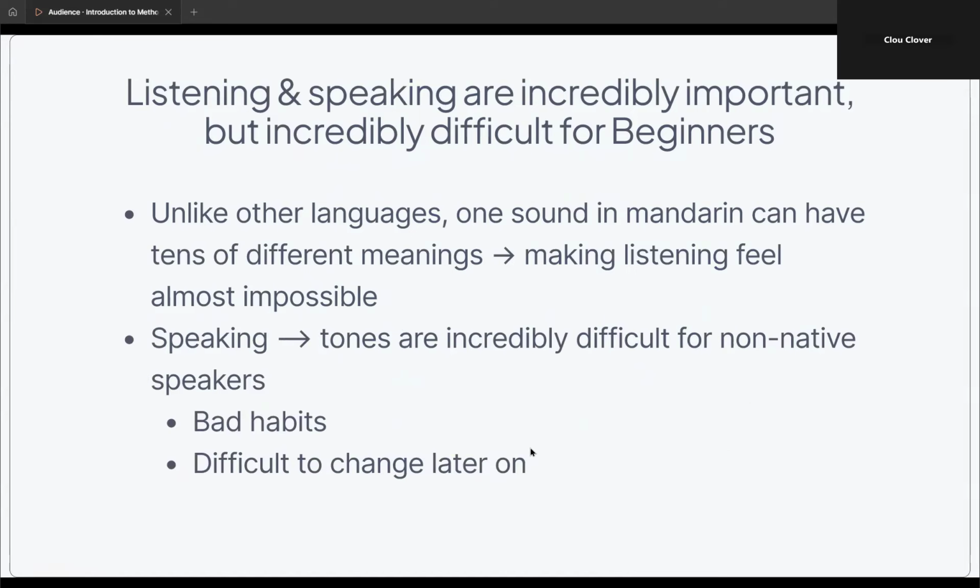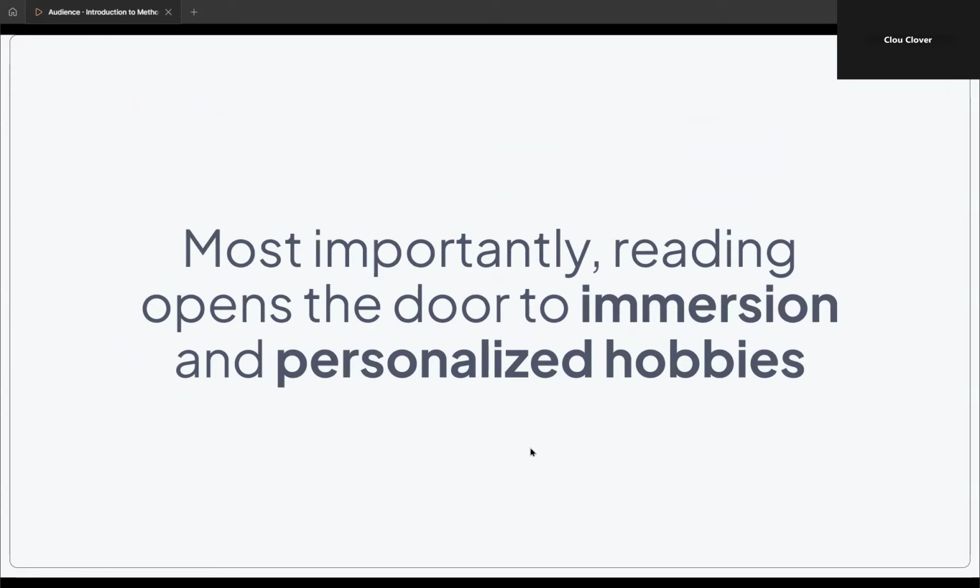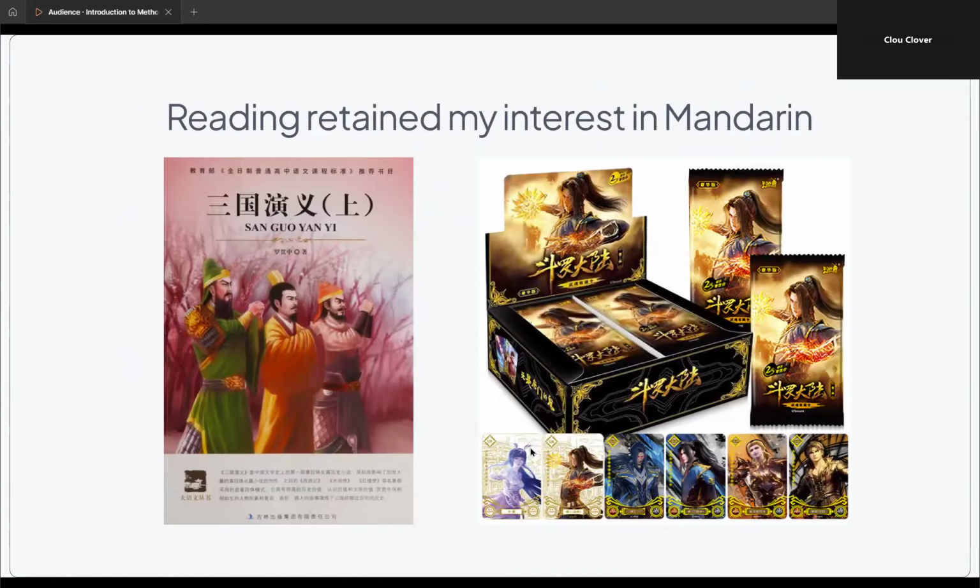Also, for speaking, tones are incredibly difficult for non-native speakers. If you start speaking too early, you can develop bad habits, and it's difficult to change later on. That's why reading is the only way to pause the language, giving time to stop, analyze the character, and create connections. Most importantly, reading opens the door to immersion and personalized hobbies. For example, I only learned Mandarin for 2 years, but afterwards, through reading history books, reading Romance of the Three Kingdoms, one of the most famous literature works, from reading light novels, from playing card games, reading allowed me to retain my interest and still improve despite not learning it anymore.